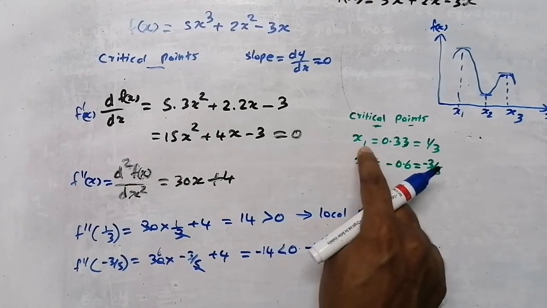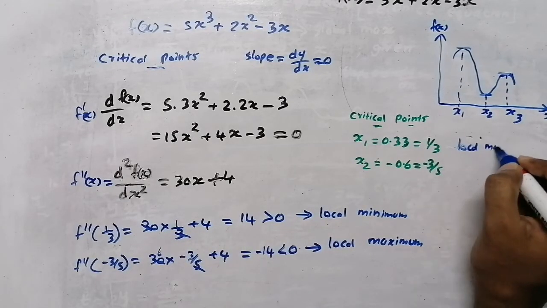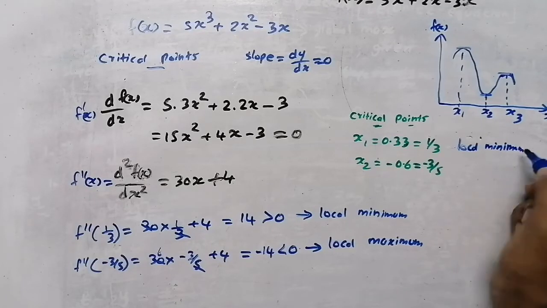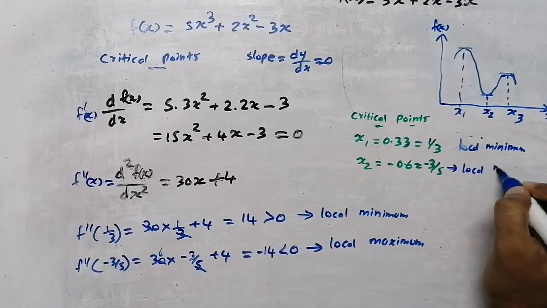So my critical point x1, 1 by 3, is a local minimum. I found that that critical point is a local minimum. Now x2, it is minus 3 by 5. That point is a local maximum.